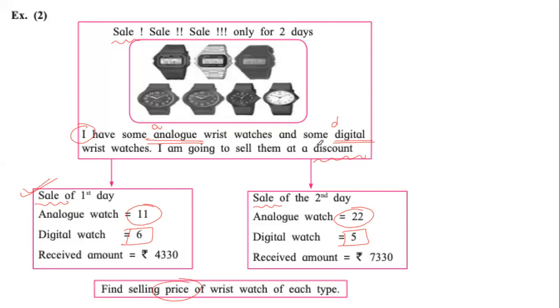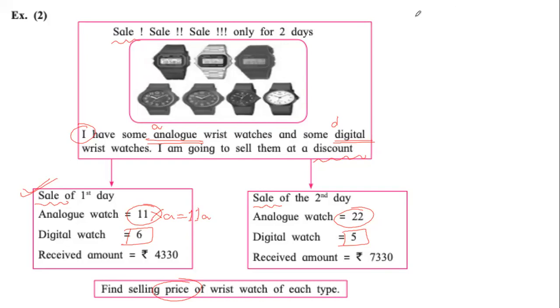The question is, if the price of an analog watch is A and on day 1 the shopkeeper has sold 11 watches, then how much money has he or she earned? 11 into A equals 11A. Won't it be like this? If the cost of 1 chocolate is 5 rupees and you are buying 10 chocolates, then the amount you will have to pay is, multiply.